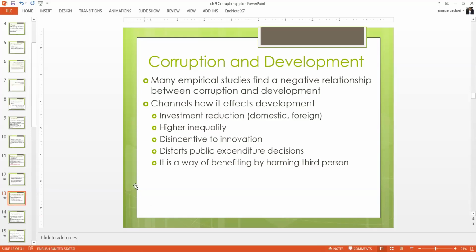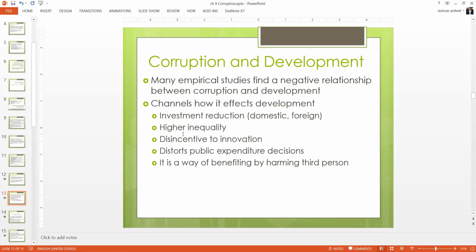First of all, when there is corruption, individual businesses will not do investment, because they know that if they do investment, they have to bribe the government officials so that their functions are done properly. So it increases the cost of business. So foreign businesses will not come, or local businesses will not be able to function properly.